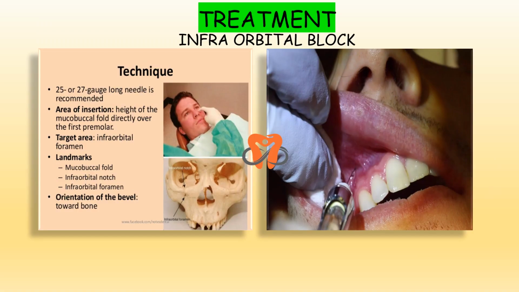The first step in treatment is to anesthetize the affected area. For anesthesia, we use an infraorbital block. The technique involves the use of a 25 to 27 gauge long needle. The area of insertion is the mucobuccal fold directly above the first premolar. The target area is the infraorbital foramen, which is marked on the skull. The landmarks include the mucobuccal fold, the infraorbital notch and the infraorbital foramen. Orientation of the bevel is always towards the bone.